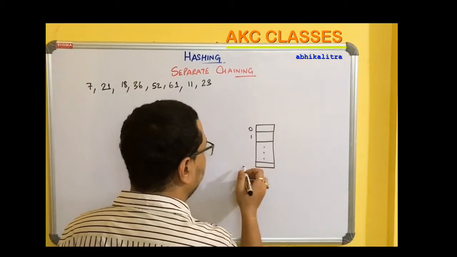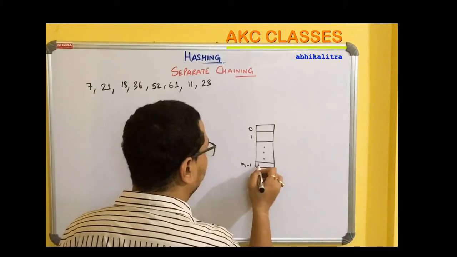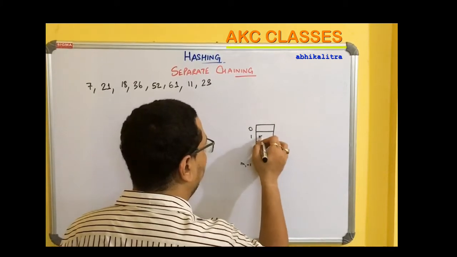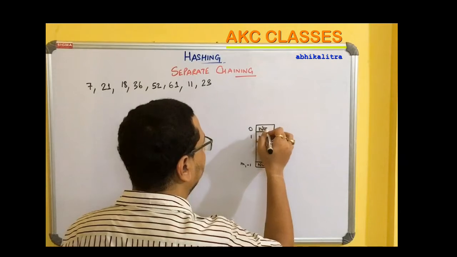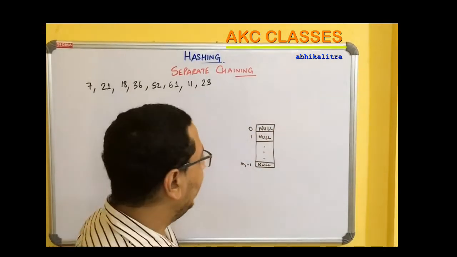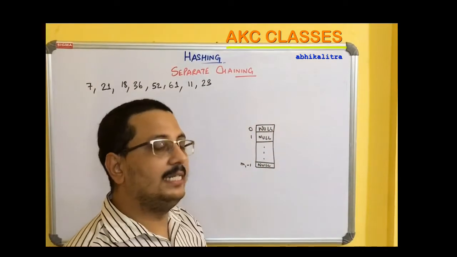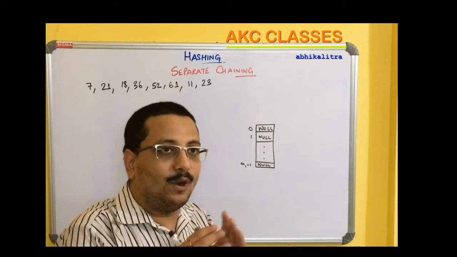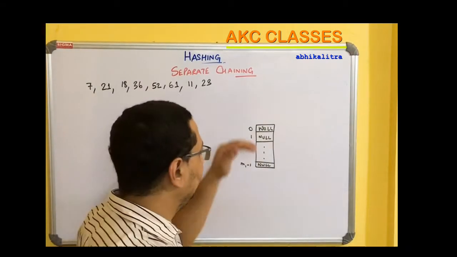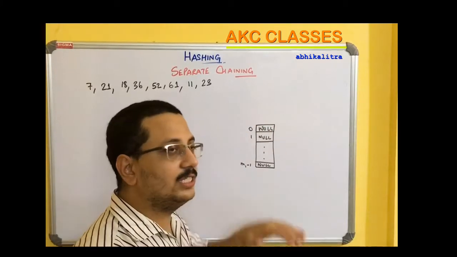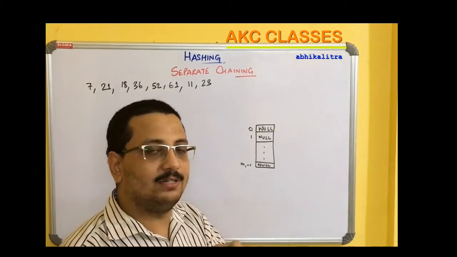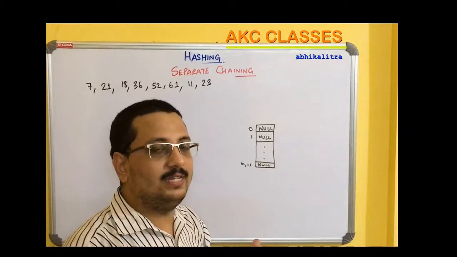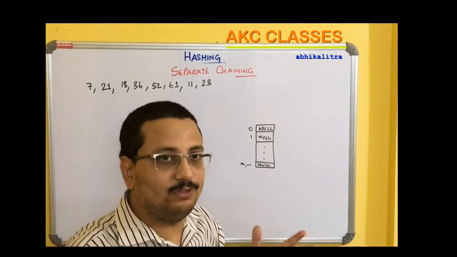So we are considering locations 0, 1, up to m minus 1, and all the locations are initialized with null. This is the first step. Each individual location does not directly store the key values. They are basically pointer variables, or you can say that each location is capable of holding the address of a node.